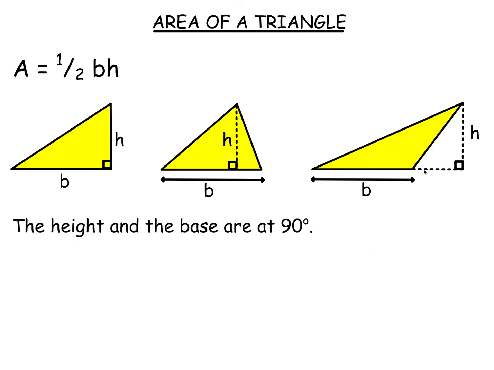So the purpose of these dotted lines here is to extend the base out to meet the height and show us a 90-degree angle. The height's external to the triangle. This yellow area is calculated using only B and H. This extension of the base isn't involved at all. To show that this formula applies equally to all these cases, I've got a piece of software to demonstrate it.